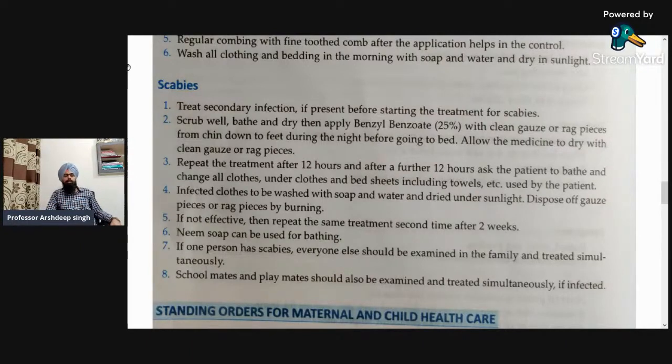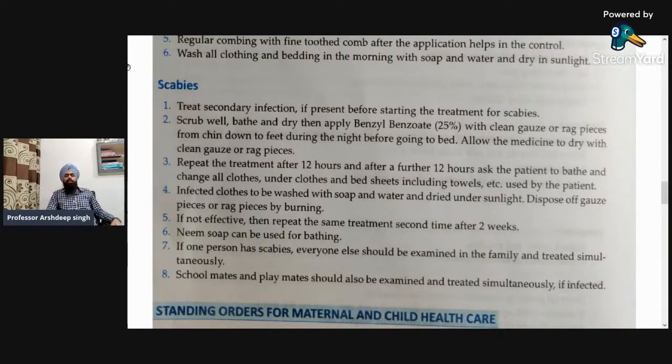Repeat the treatment after 12 hours and further at 12 hours, ask the patient to bath and change the clothes, under clothes and bed sheets, including towels used by the patient. Okay, so we have to apply the lotion of the benzyl benzoate. We have to clean the bed sheets and the clothes. Next, infected clothes are to be washed with soap and water and dried under sunlight.